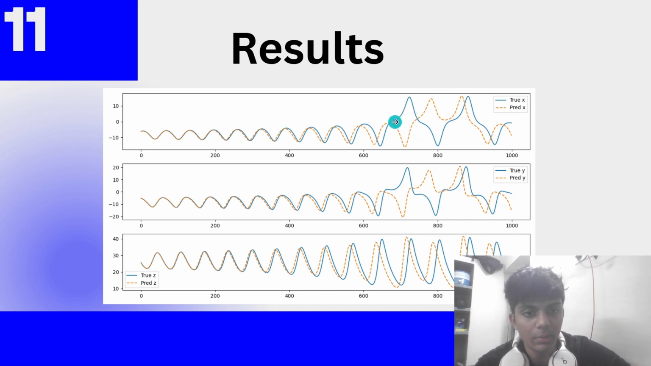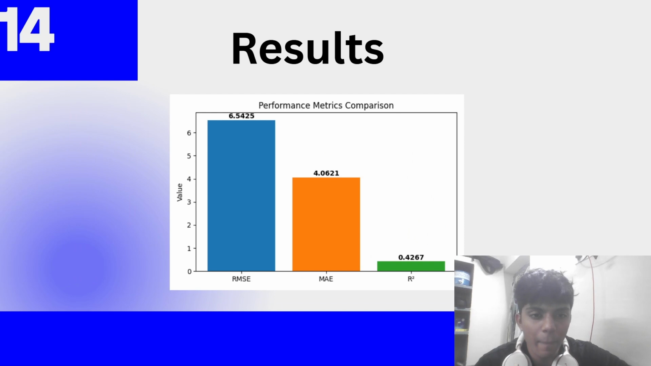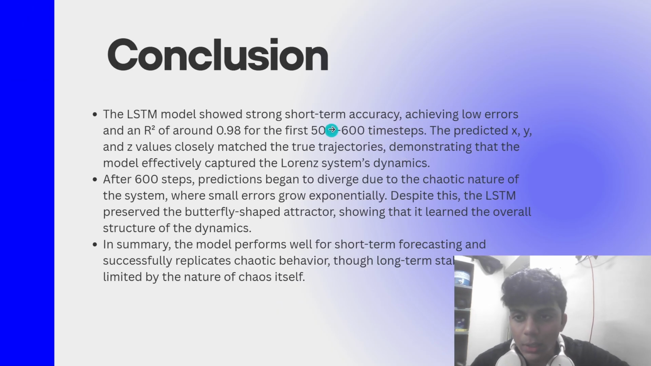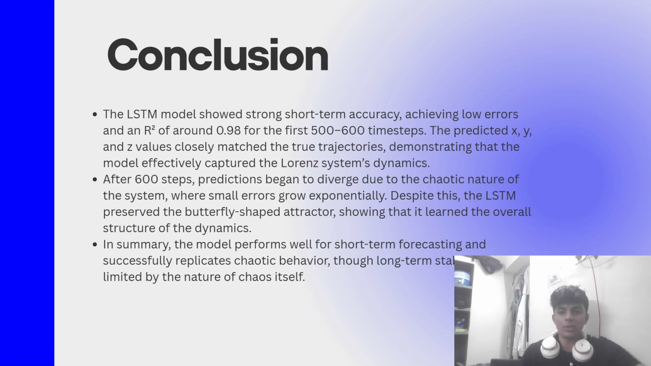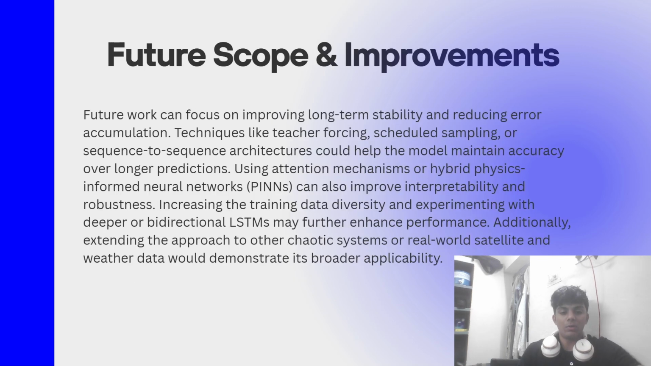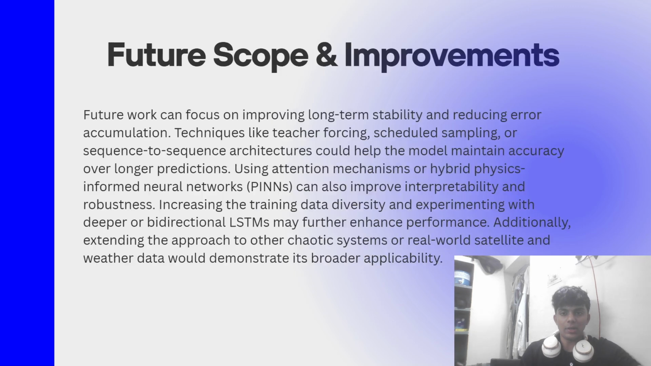That is what I had mentioned. I could not replicate it for longer time steps, but I will be working on that in future. In summary, the model performs well for short-term forecasting and successfully replicates chaotic behavior. But for long term, it only replicates the chaotic behavior, and it did not go quite along with the true values of the Lorenz attractor.